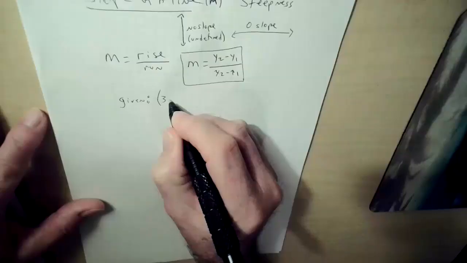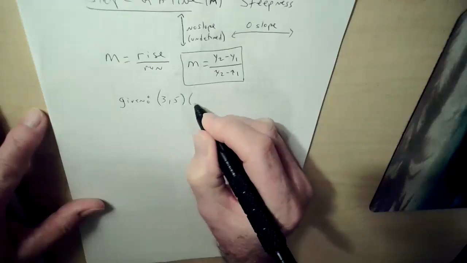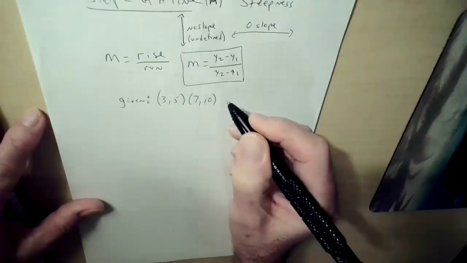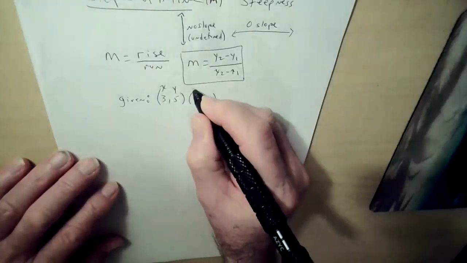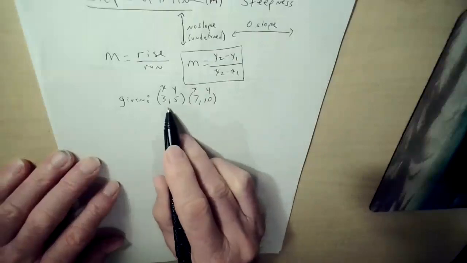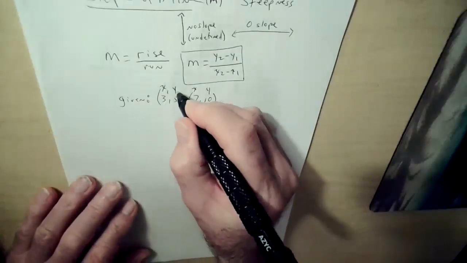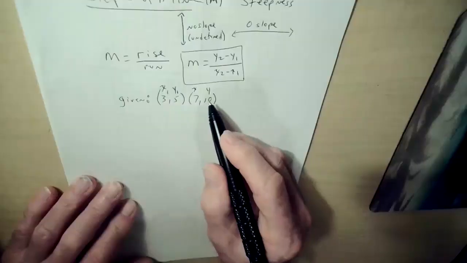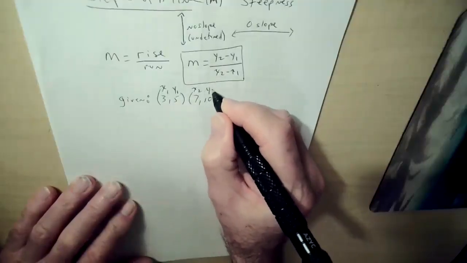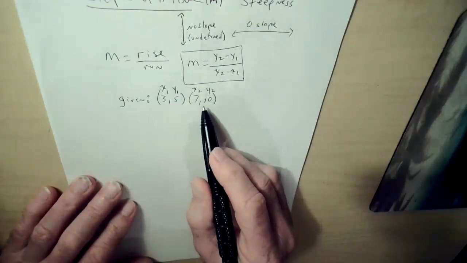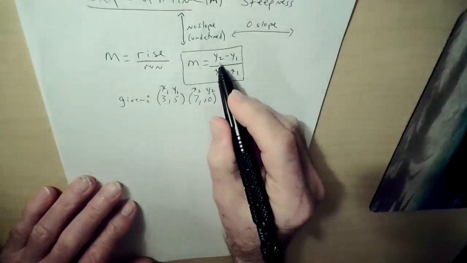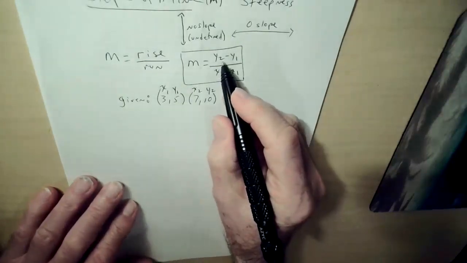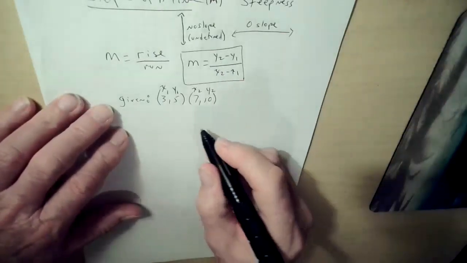Say that you're given these 2 points, 3, 5, and 7, 10. Remember, they're always in the form xy. This is the first coordinate, so we're going to call it x1 and y1. This is the second coordinate, so we're going to call it x2 and y2. Doesn't really make any difference. This can be x1 and y1.